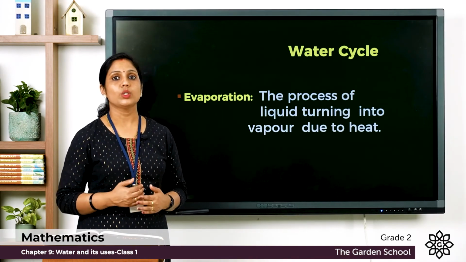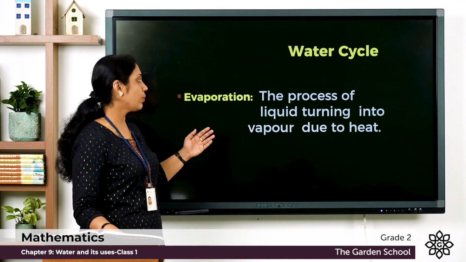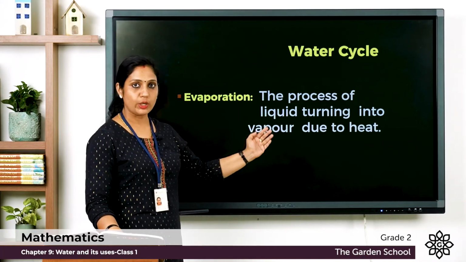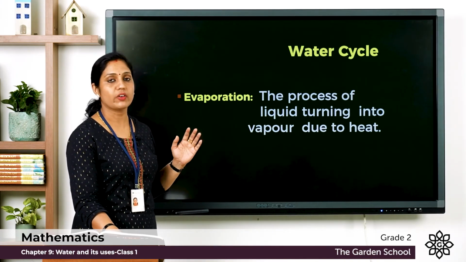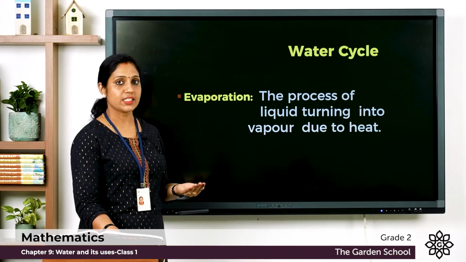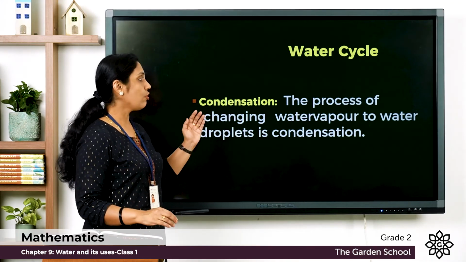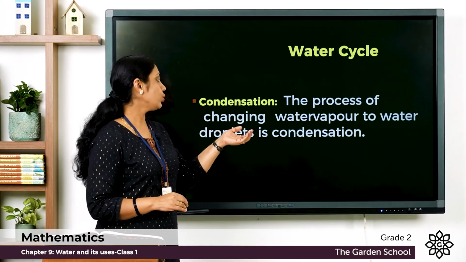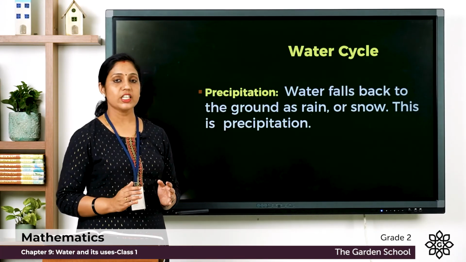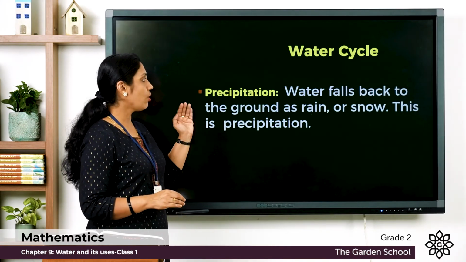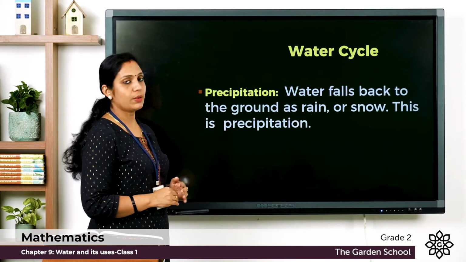Now let's write about the water cycle. In the water cycle, the first step is evaporation. So what is evaporation? The process of liquid turning into vapor due to heat. This is evaporation. And the next step is condensation. So what is condensation? The process of changing water vapor to water droplets is condensation. The next stage, precipitation. Water falls back to the ground as rain or snow. This is precipitation.